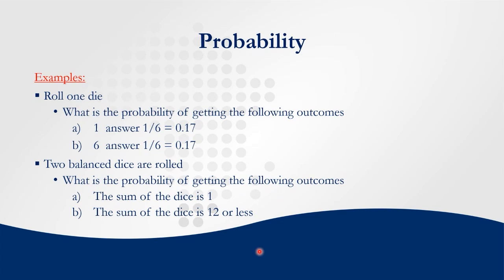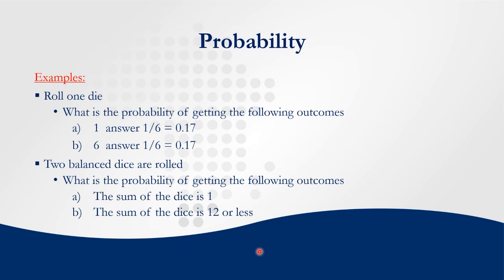I hope it's clear now why that answer is correct. It's not possible because the smallest number on both of them is 1. So if I sum, the smallest total I can get is what? 2. So the probability that the sum is 1 is going to be 0. So this is the outcome that we are looking at: if I sum both of them, I get a 1. It's not possible. So that's why we say the probability is 0.